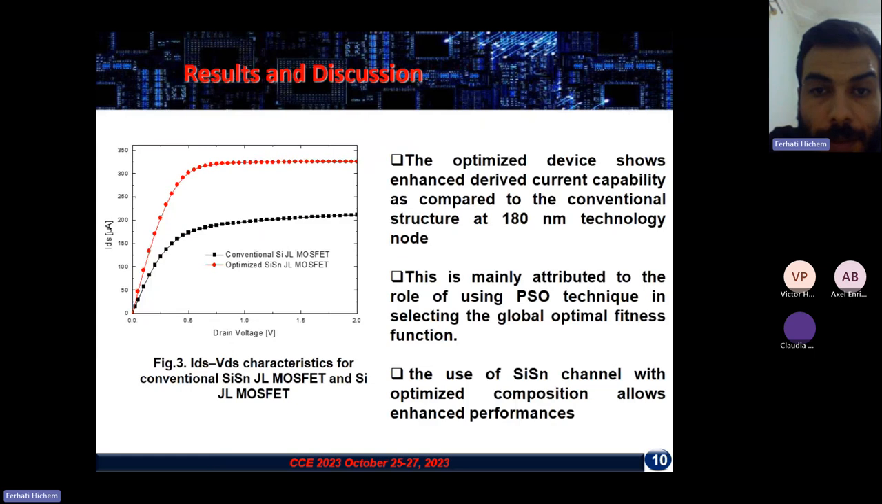After performing the PSO-based approach, we can see in this figure the variation of the transfer characteristics associated with the conventional and the optimized devices. We can see that the optimized device shows enhanced drive current capability as compared to the conventional structure at the standard 118 technology node. So this is mainly attributed to the role of using the particle swarm optimization technique in selecting the global optimal fitness function. Also, the use of silicon tin channel with optimized composition allows enhanced performances.